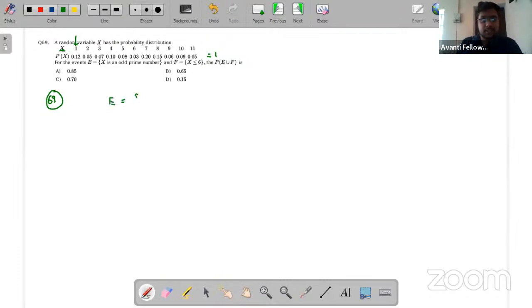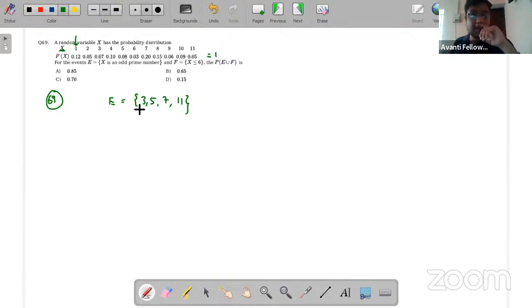E can be either... can it be 1? No, this is odd but not a prime number. So we'll start with 3 because 2 is an even prime number. So 3, then 5, then 7, then 9 we will not take because 9 is a composite number. So lastly it will be 11.